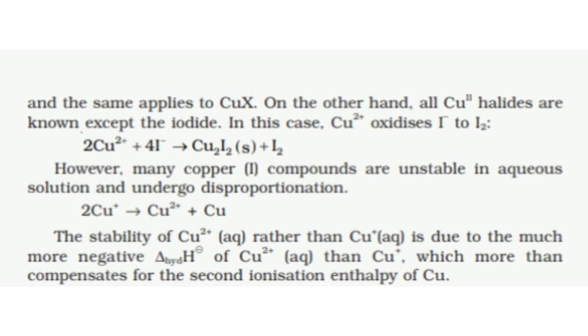However, many copper(I) compounds are unstable in aqueous solution and undergo disproportionation. The stability of Cu2+(aq) rather than Cu+(aq) is due to the much more negative ΔH hydration of Cu2+(aq) than Cu+, which more than compensates for the second ionization enthalpy of Cu.